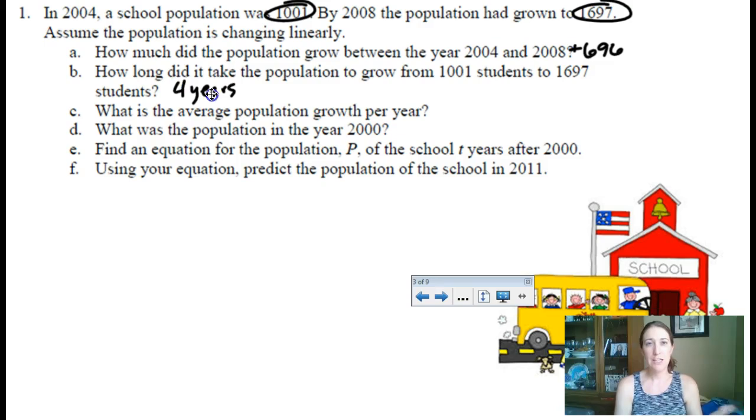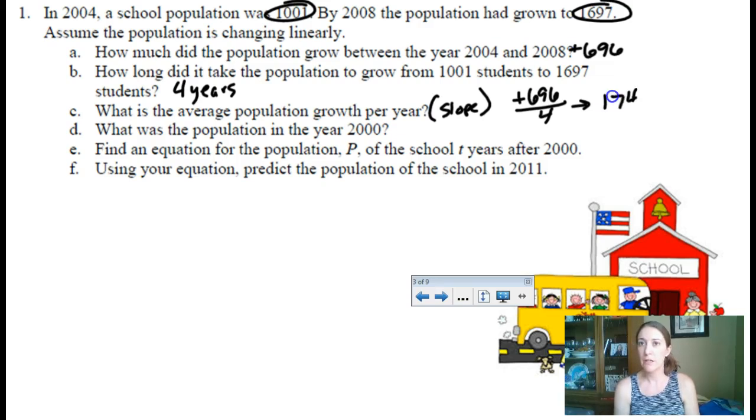So then what they're trying to get you to go towards now is find the average population growth per year. That's fancy talk for rate of change, which is super fancy talk for slope. So they're essentially asking you to find the slope. So the population increased 696 people over 4 years. So if we look at that as a reduced fraction, which I think I did already, that turns out to be 174. So basically every year you gain 174 students per year. And that's, again, assuming it's a linear relationship, but sure, why not?